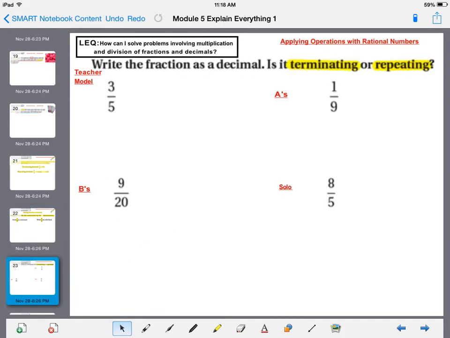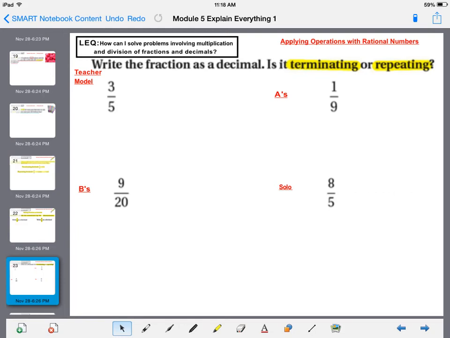Now this is also another very important slide because you need to know how to turn fractions into decimals and vice versa. Now in this slide we have 4 fractions and we're asked to turn them into decimals, and we are asked to determine whether they are terminating or repeating decimals. Well, I'm going to give you a very great trick, hint, and tip.